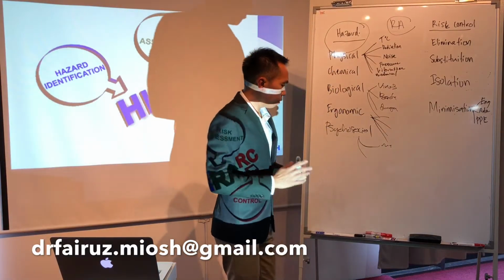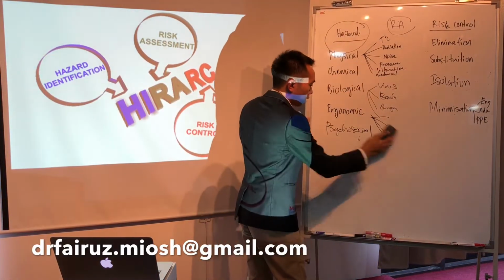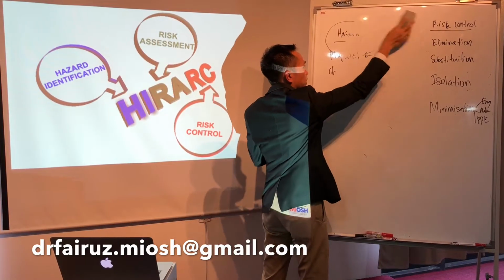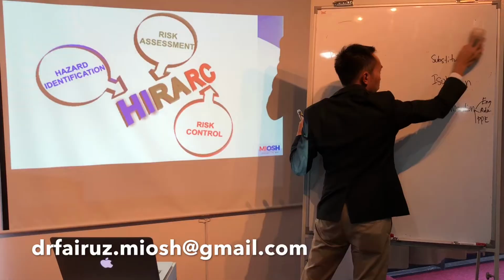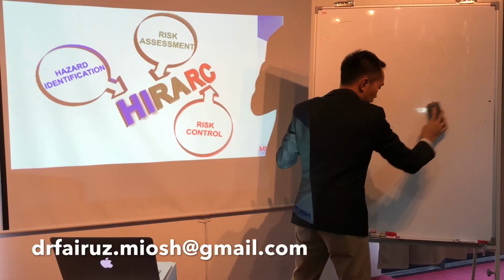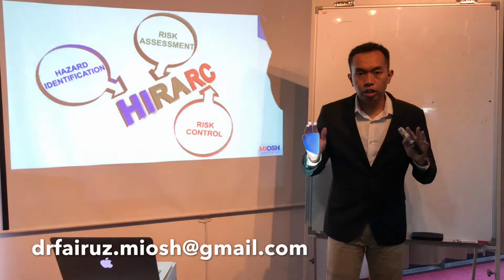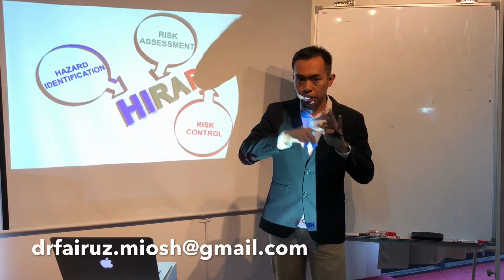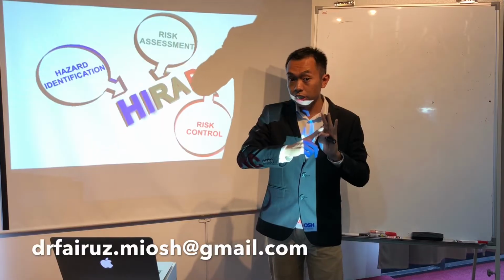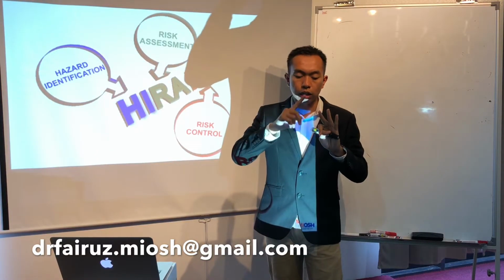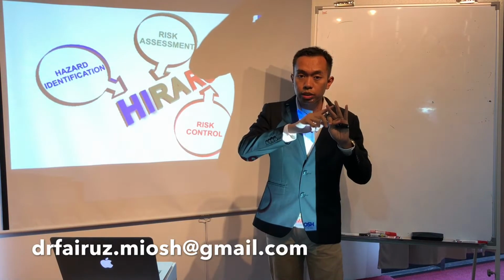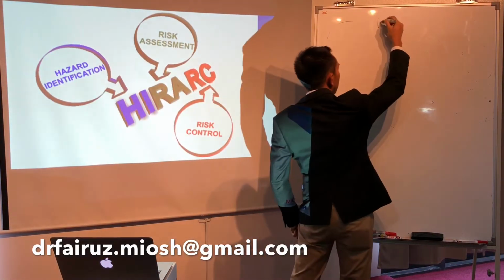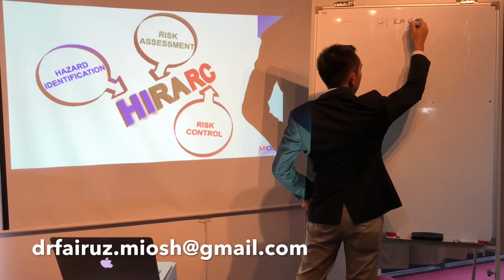Okay. Before we go to the HIRARC assessment, I will show you how we do it at the workplace, how we start our HIRARC assessment. Basically, we all understand what HIRARC assessment is. We identify the hazard, a very simple step. Second step, we assess the risk. We do the risk assessment, I will teach you. And also we will recommend the risk control. Very simple, HIRARC.